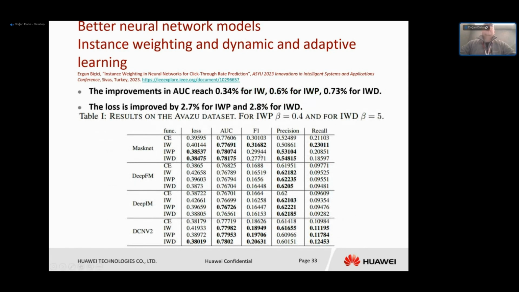We compared 4 different prediction models and 3 different instance weighting models, and compared the results with cross entropy, CE, and we show in this table significant improvements for all of these instance weighting techniques. The improvements reached 0.31% for instance weighting, 0.6% for instance weighting with power, and 0.73% for instance weighting with distance in AUC. And the loss is also improved by 2.7% or 2.8% for instance weighting.